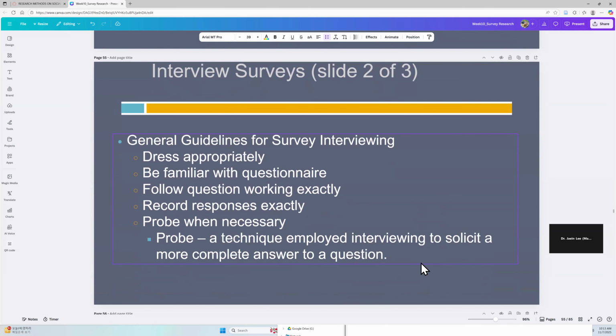So a general guideline of survey interviewing is to dress appropriately, because if you wear very wrinkled, very dirty clothes, possibly the participant would not want to join the survey. Be familiar with the questionnaire. If they don't know the questionnaire, that will be a disaster. Follow question wording exactly, record responses exactly, because if they make a mistake, that's wrong data. Probe when necessary, to solicit a more complete answer to a question.